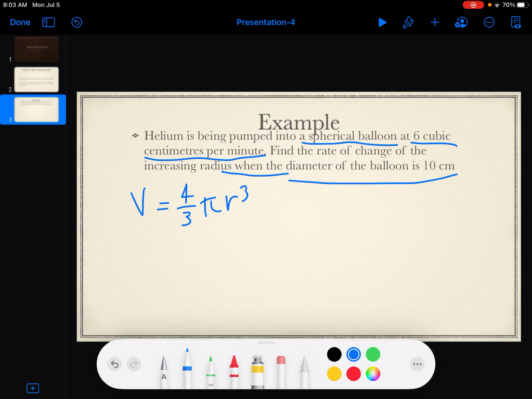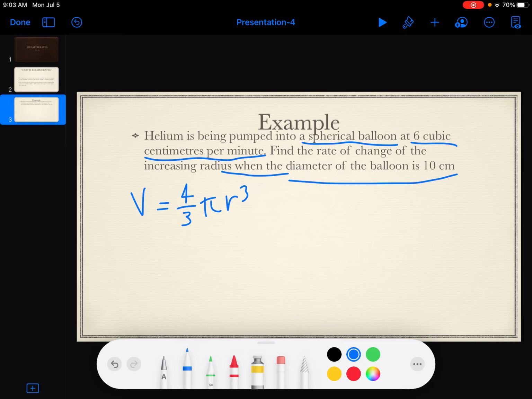And I'm going to show that. So, like I said, the helium is being pumped into the balloon at 6 cubic centimeters per minute. Now I have this relationship between the volume and the radius of a sphere, but this relationship isn't telling me how fast the radius is increasing.